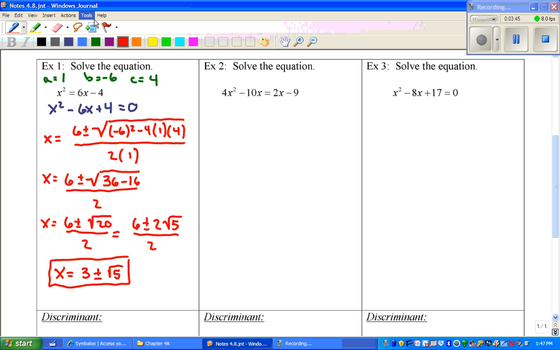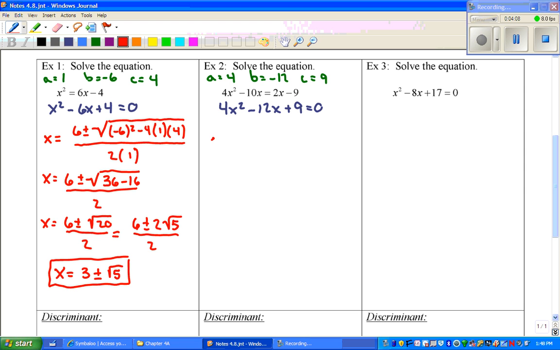In my next example, I'm going to turn this one into standard form. So I have 4x squared minus 12x plus 9 is equal to 0, where my a term is equal to 4, my b term is equal to negative 12, and my c term is equal to 9.